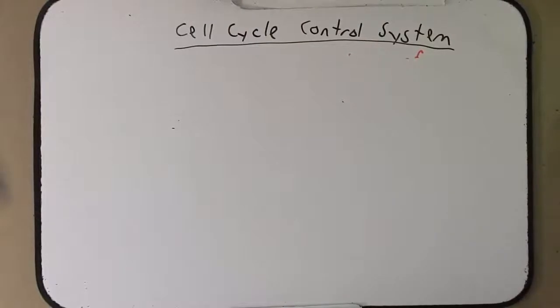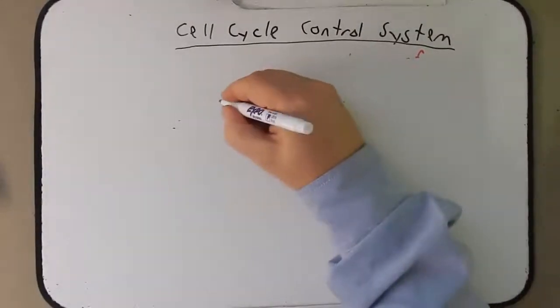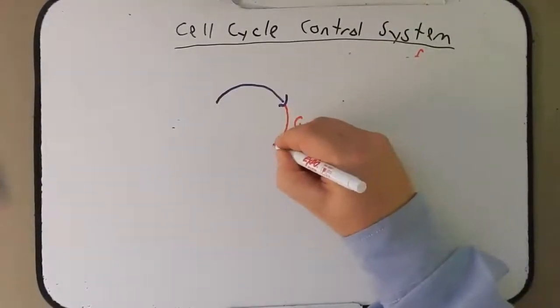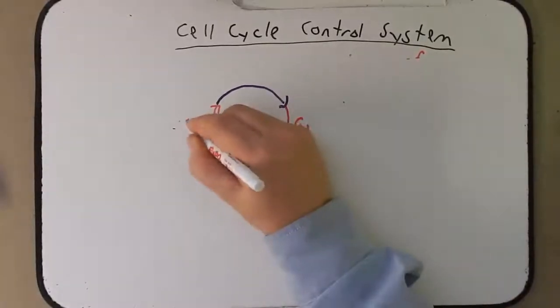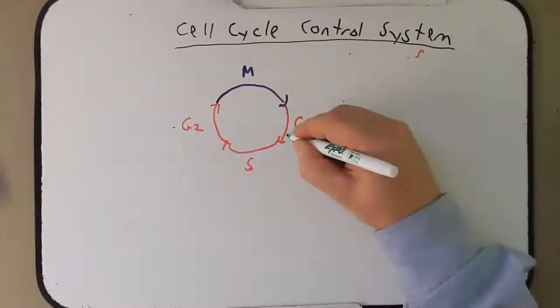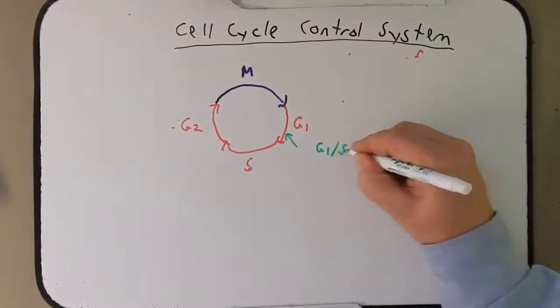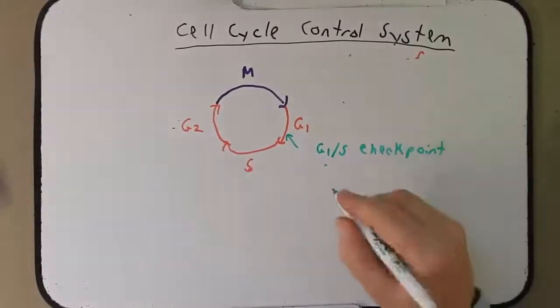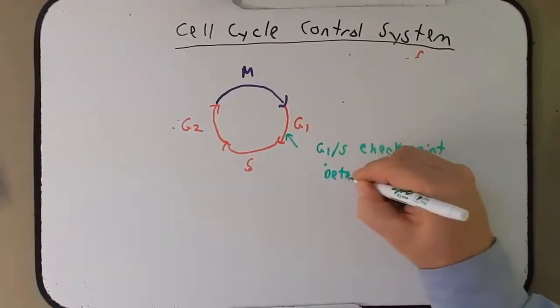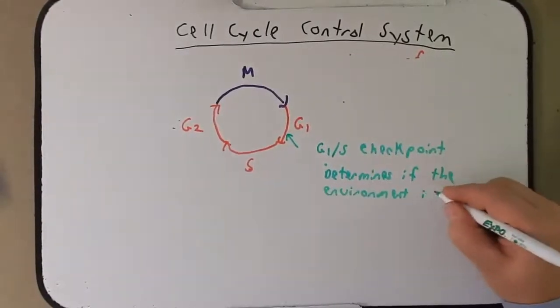So to talk about these cell cycle checkpoints, let's draw our cell cycle where we have G1, S phase, and G2. The first cell cycle checkpoint occurs here, and we call it the G1S checkpoint. Here, the checkpoint determines if the environment is favorable.